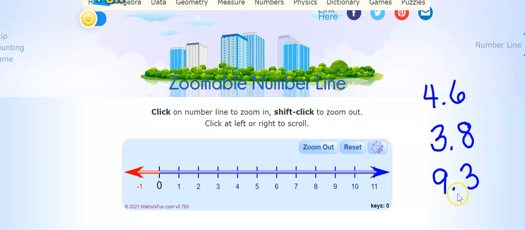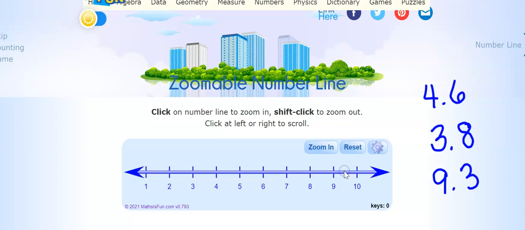That is 9 and 3/10. So what 2 whole numbers would that be between? That's right, it's going to be between 9 and 10. So let's zoom in between 9 and 10. Let's look.